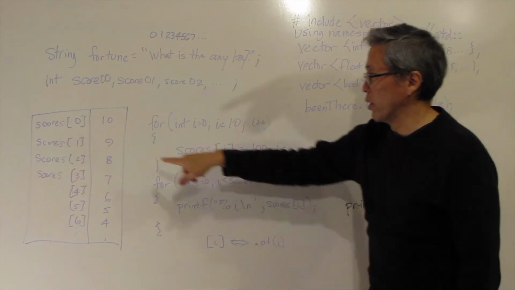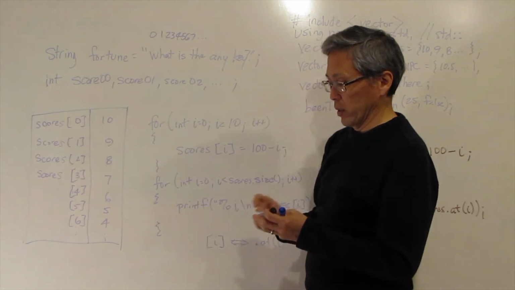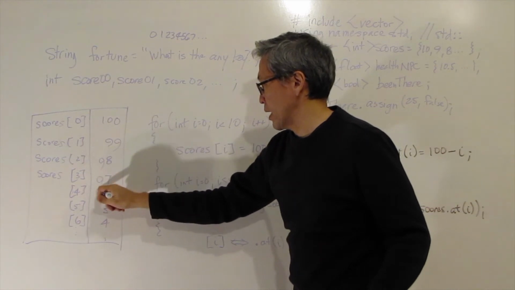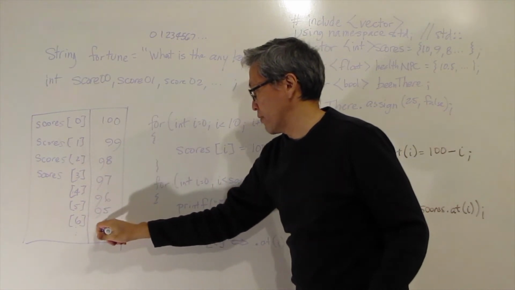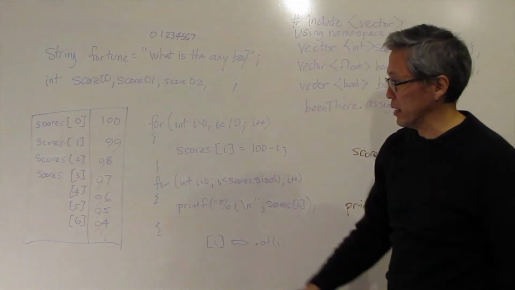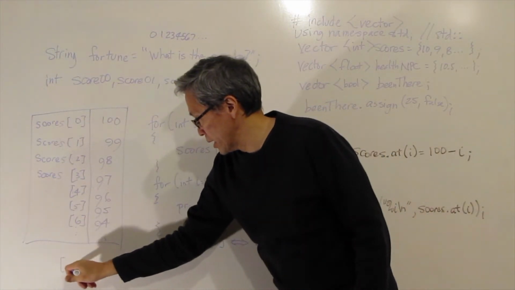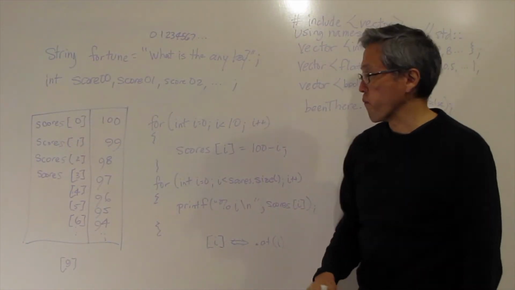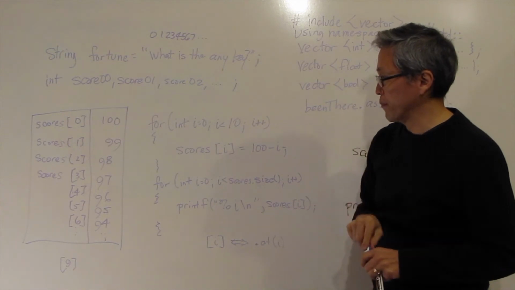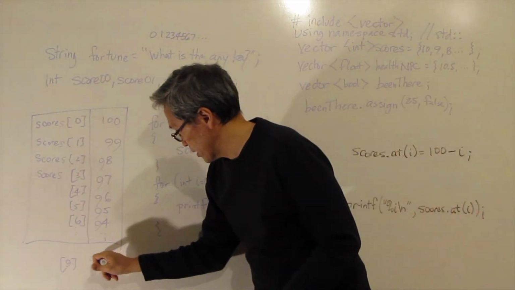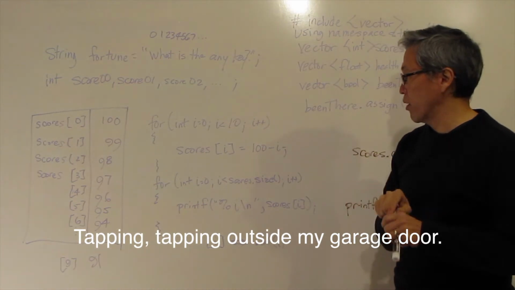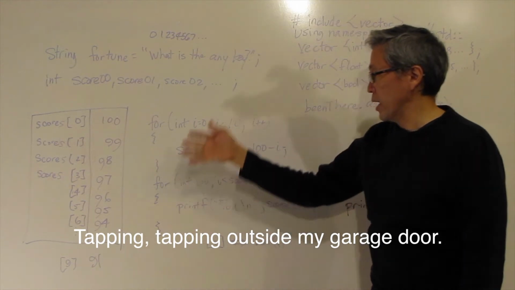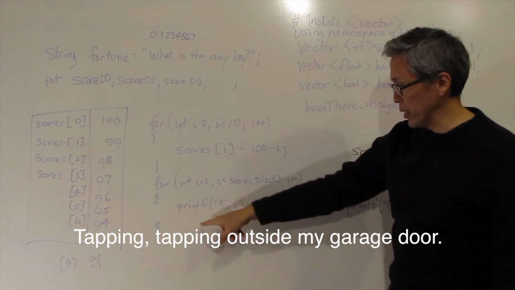So scores sub 0 in this case would be 100. This would be 99, then 98, 97, 96, 95, 94, and all the way down until we get to the i sub 9, which should be 91. Okay? So let's put that there, 91. Okay?